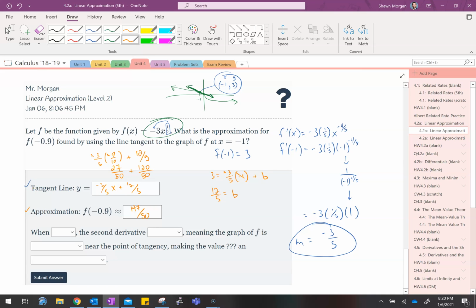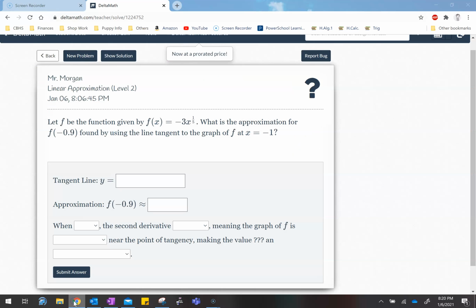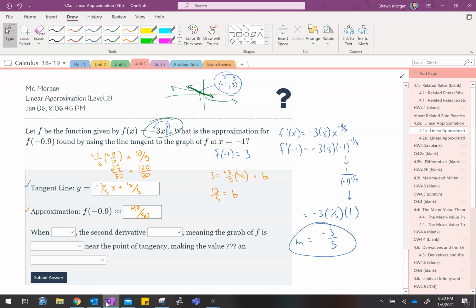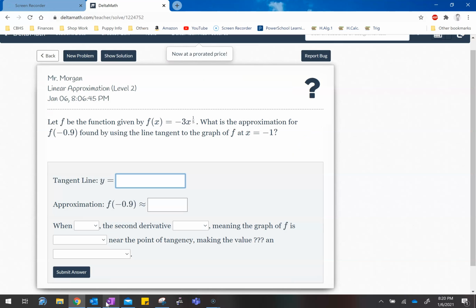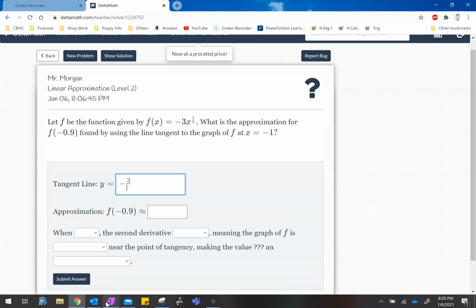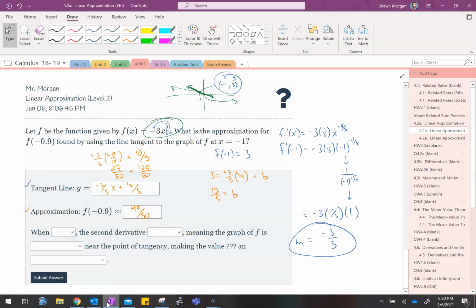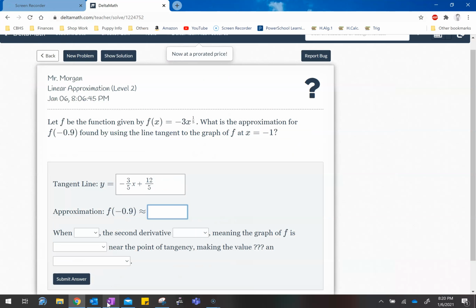And then these drop-down menus, actually, I'm going to pull up the screen here. And can I type my answers in? I think we can. Let's see here, you guys, be patient with me. Negative 3/5 x. Whoops, put x out there. And then plus 12/5. And then what was our answer for that second part? 147/50.